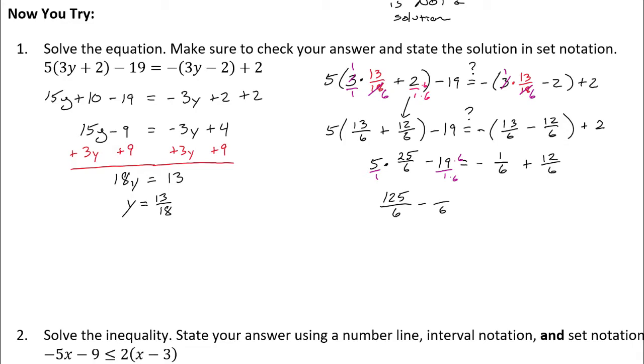So 19 times 6, well, 10 times 6 is 60. 9 times 6 is 54. Add those together, and 60 and 50 is 110, plus 4 is 114. I'm going to do that one other way.